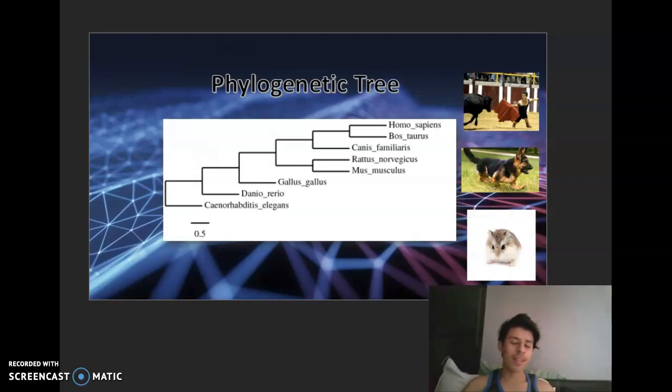Phylogenetic tree. Basically, it shows how the gene has evolved and how it relates between humans and different species. For example, there are dogs, mice, bulls, and other species that possess this gene and can possess this mutation as well.